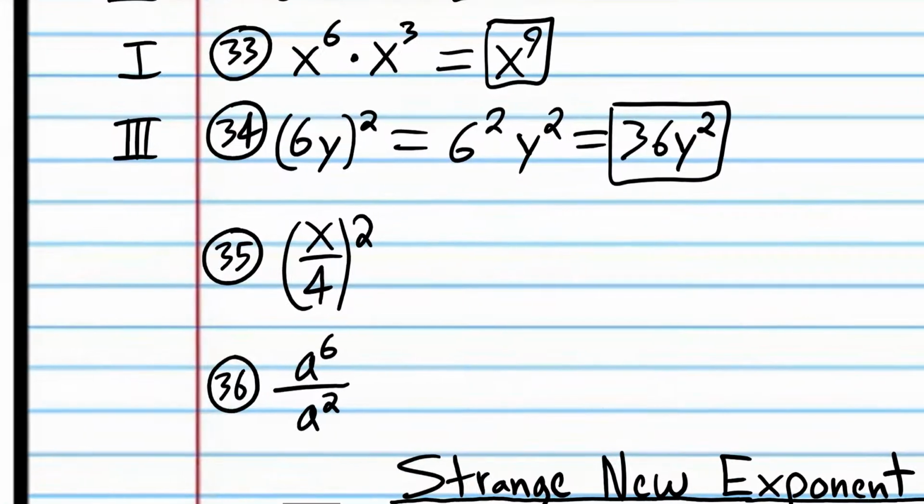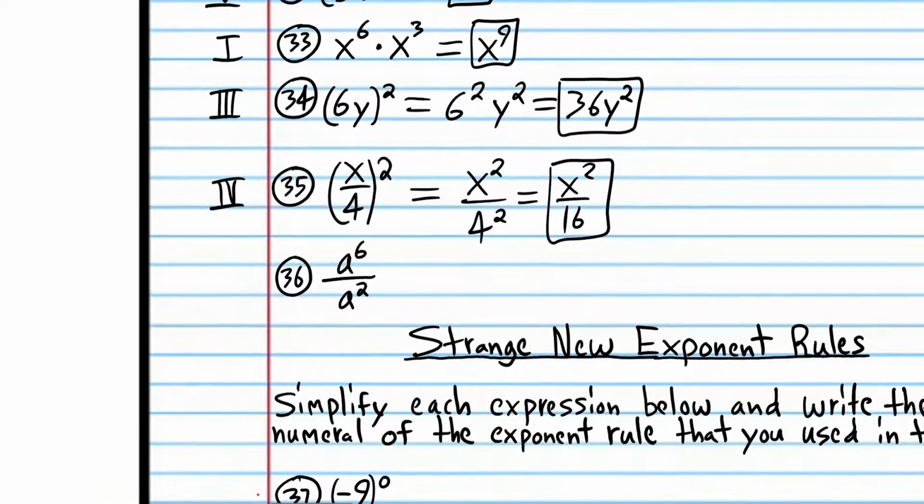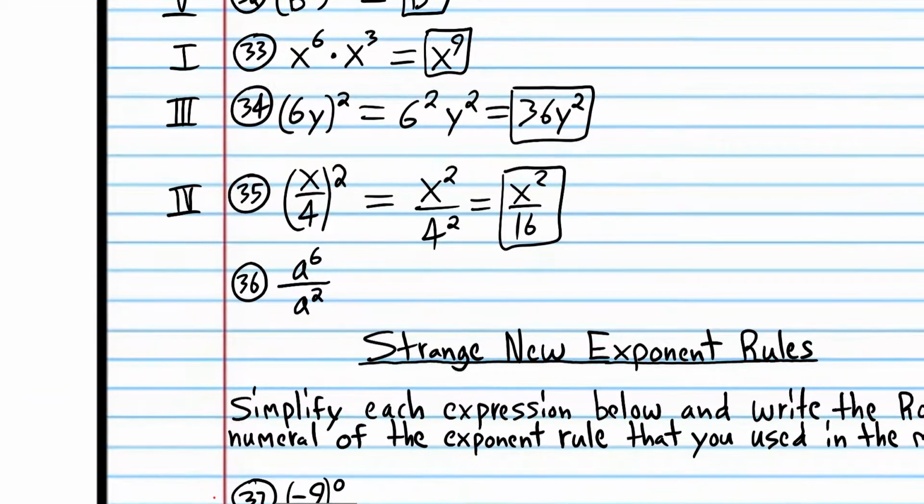All right, we're back. So we have x squared over 4 squared equals x squared over 16, and that is rule number 4. So if you got that answer, good job. All right, try number 36, and when you come back, we'll do it together.